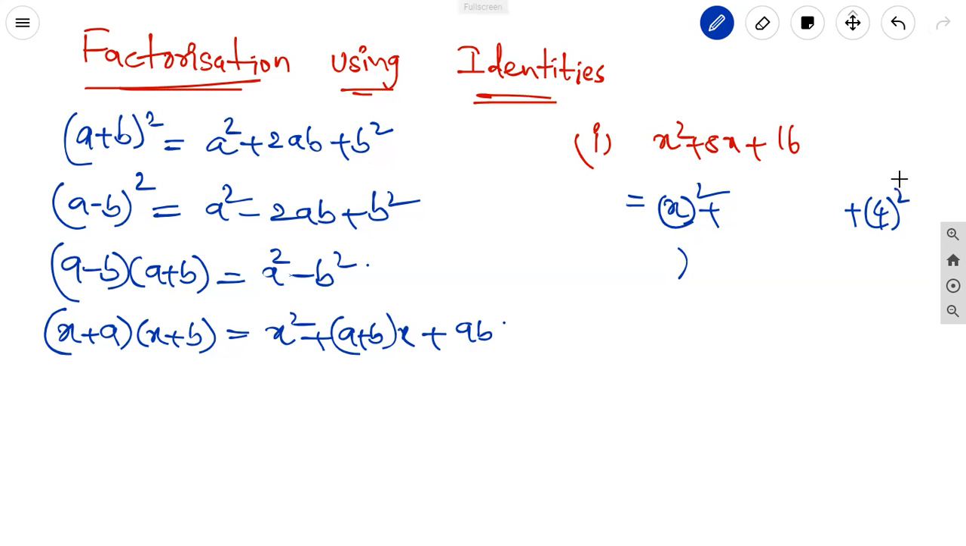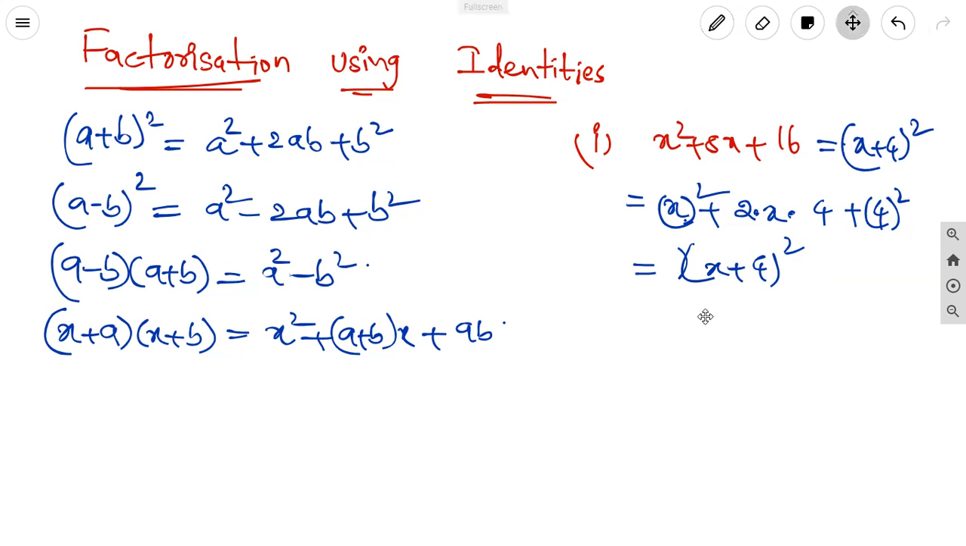So a square plus b square is there. The remaining term is expressed in the form of 2ab, that is 2 into x into 4, 4 twos are 8, 8x. So it is equal to (x + 4) whole square. Why? Because using the identity (a + b) whole square equals a square plus 2ab plus b square, it can be written as (a + b) whole square. So the factors of x square plus 8x plus 16 is (x + 4) whole square.